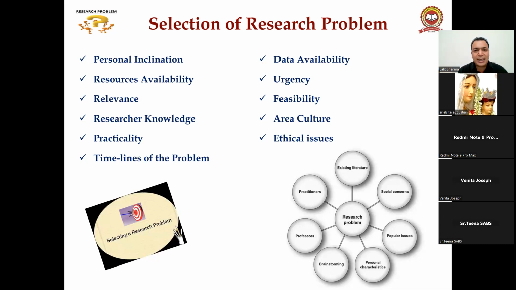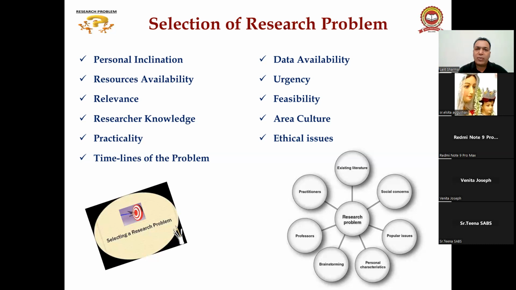Urgency, feasibility, area culture, ethical issues, right? So guys, what we are doing today, now we have to select any one topic, any research problem. But before selecting the research problem, before selecting the research topic, these are all things we should have in mind.